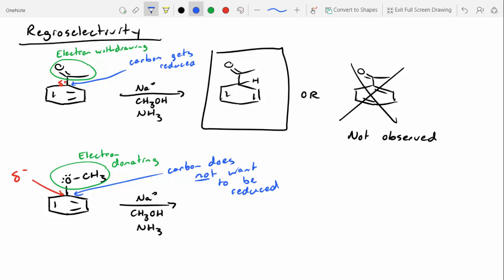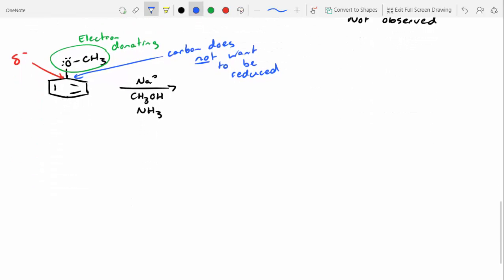So which product do you think we're going to get? I want you guys to draw out your anticipated Birch reduction product. I'll draw both and then we'll circle the right one.